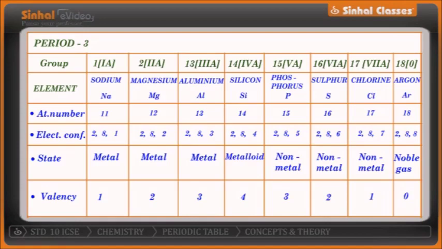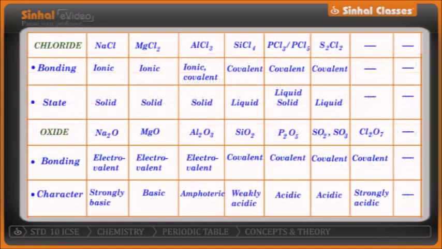If you see with respect to chlorides, sodium will form sodium chloride, magnesium chloride, that is MgCl2, aluminium will form AlCl3, silicon will form SiCl4, phosphorus will form 2 of them, PCl3 and PCl5, whereas sulfur will form S2Cl2. Chlorine and argon will not form chlorides.